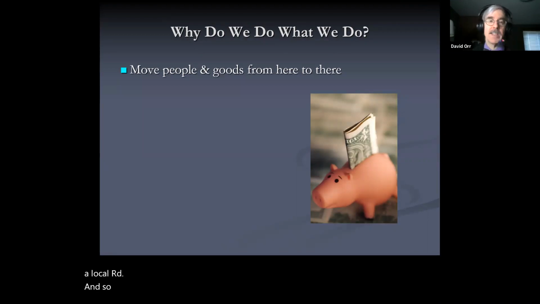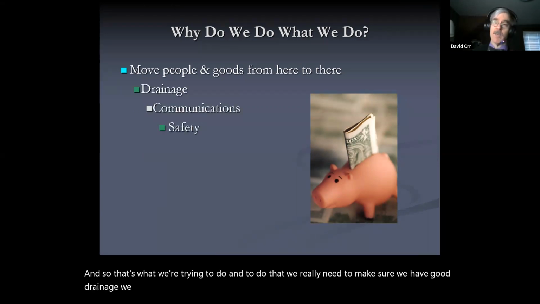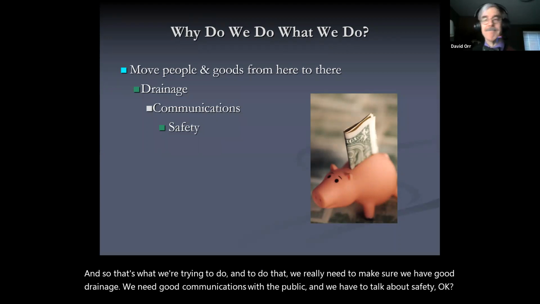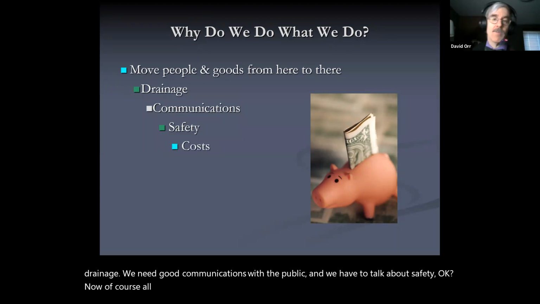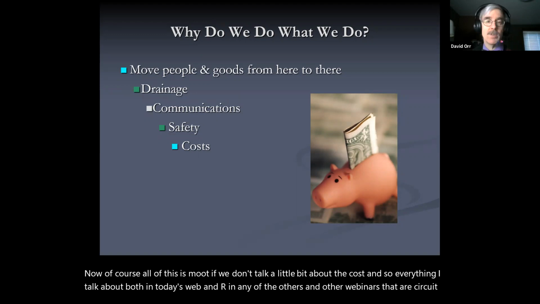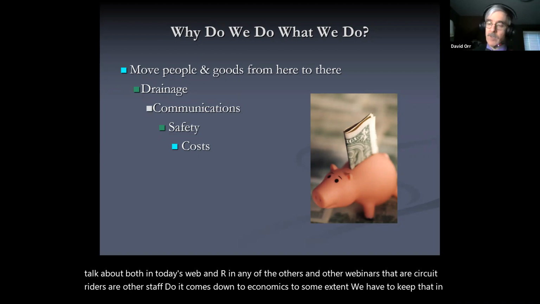And to do that, we really need to make sure we have good drainage. We need good communications with the public, and we have to talk about safety. Okay. Now, of course, all of this is moot if we don't talk a little bit about the cost. And so everything I talk about, both in today's webinar and any of the other webinars that our circuit riders or other staff do, it comes down to economics to some extent. We have to keep that in mind. We have to be able to pay for everything.